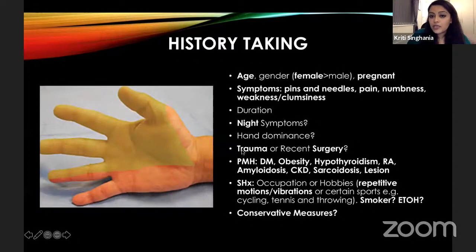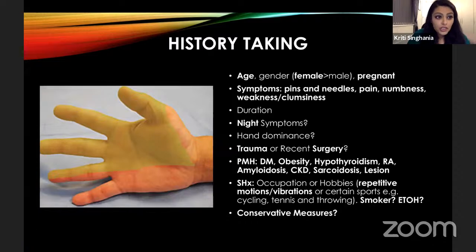So moving on to history taking. When you're in clinic and seeing these patients, you're going to get your basic demographic information, such as age and gender. Females are usually more predisposed to carpal tunnel, as are those with advancing age. Patients who are pregnant or postpartum may again be higher risk groups. The symptoms your patient may present with are pins and needles, pain, and numbness or weakness. If you ask them whether they find themselves often dropping things or struggling with grip, they may say that's also an issue. You can see the distribution affected here: it's the radial 3.5 digits.